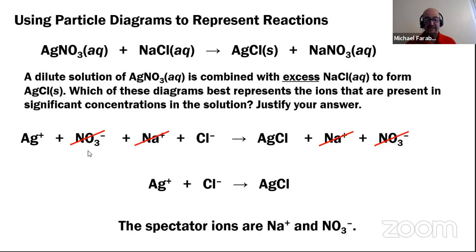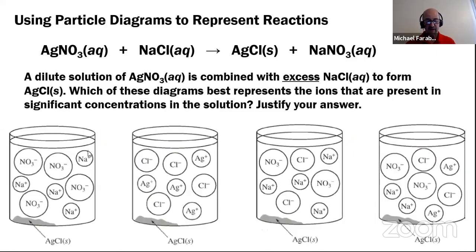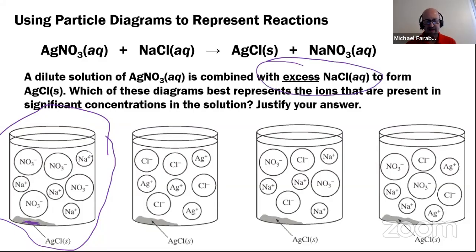So what I'm looking for is solid silver chloride on the bottom of this beaker and sodium and nitrate in solution. This looks like a very attractive and possibly correct answer. It's got sodium and nitrate in the solution, still dissolved, and there is the solid silver chloride on the bottom. The only problem with this particular diagram is if I didn't read carefully, I might have ignored this particular phrase, with excess sodium chloride. So what does that mean?